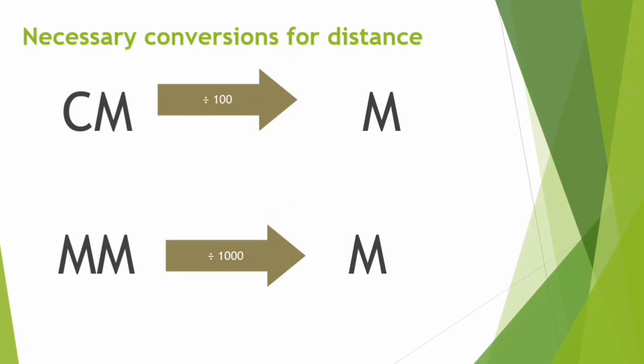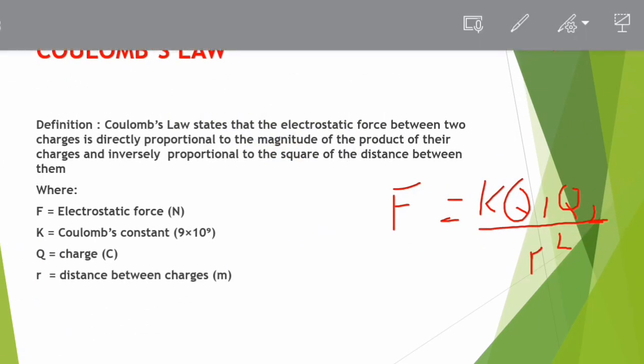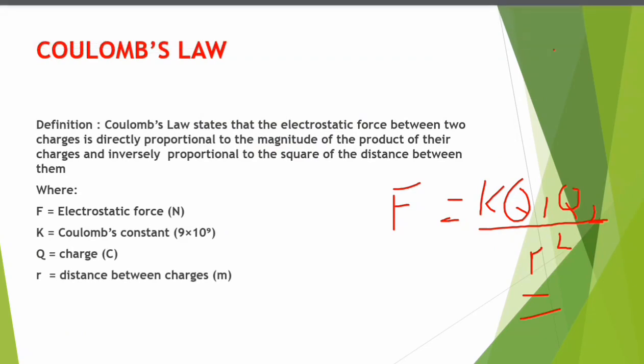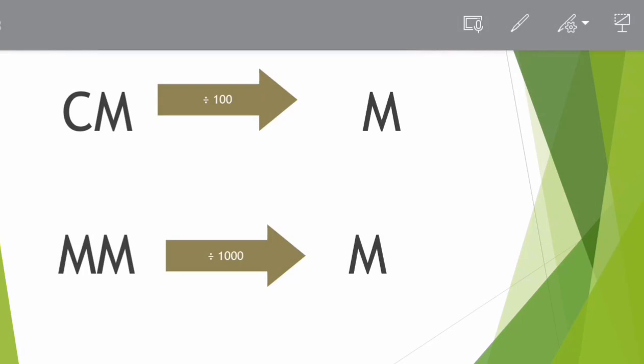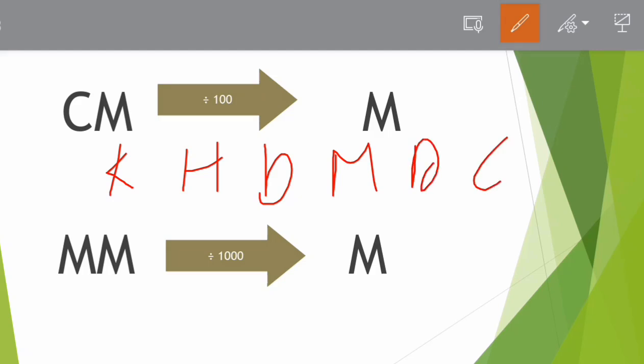A necessary conversion that you will need to know for the distances is that sometimes they will give you the distances in centimeters and millimeters. But you must remember that to substitute into this formula, you need to have it in meters. So what do you do if they give you centimeters? To convert centimeters to meters, you have to divide by 100. To convert millimeters to meters, you have to divide by 1,000, right? A quick way to remember that would be this: King Henry died a mysterious death called measles.